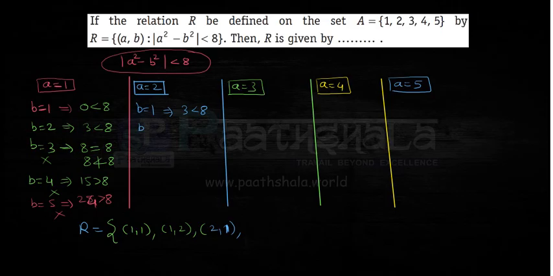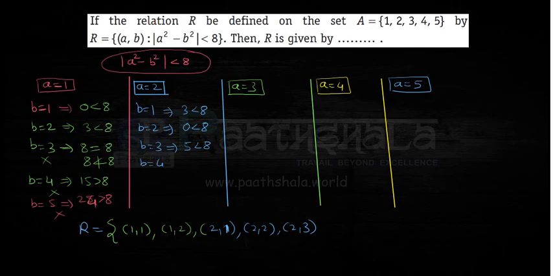So we will check for b equals 2. It is 2 squared minus 2 squared, that is 0, which is less than 8 as well. So (2, 2) is also a valid pair. Let's check for b equals 3. So we can see it's 2 squared, that is 4, minus 3 squared, that is 9. The 4 minus 9 is minus 5. The absolute value is 5, which is less than 8. So (2, 3) is also a valid pair.